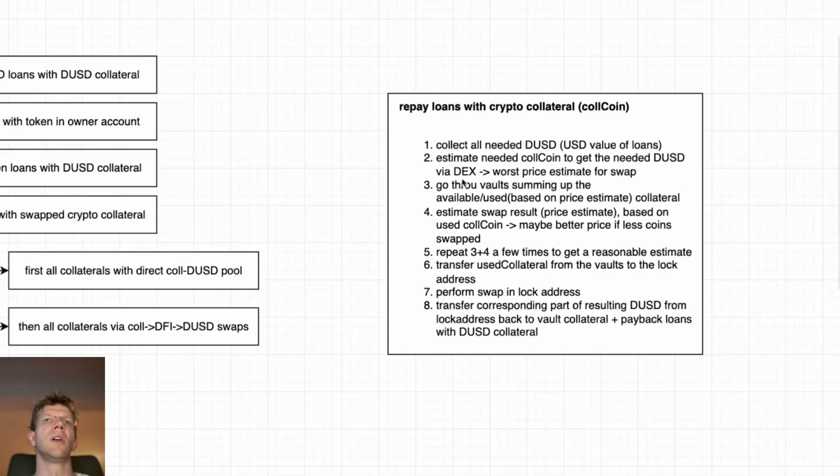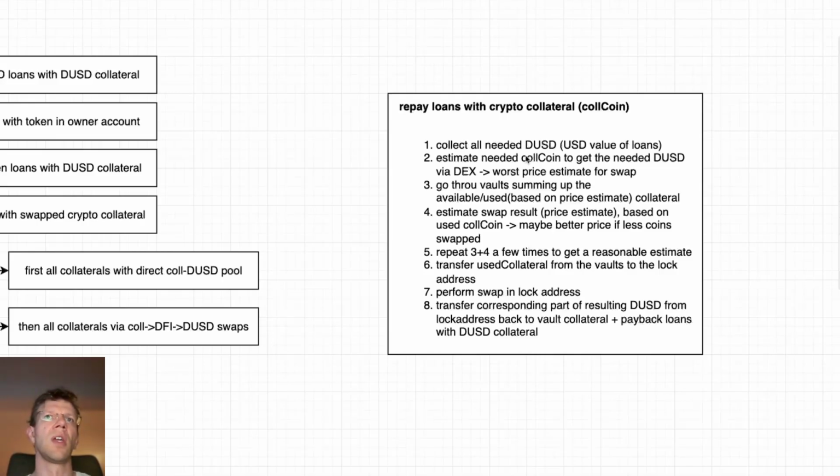So first, collect all needed DUSD, because here we have the easy part that in the vaults the loans are on the USD oracle. DUSD is used as 1, so basically we sum up all the USD value of the loans for all the vaults where this collateral is in the vault, and that amount in DUSD is needed to pay back the loans, to burn for the loans. That's the maximum DUSD that's needed.